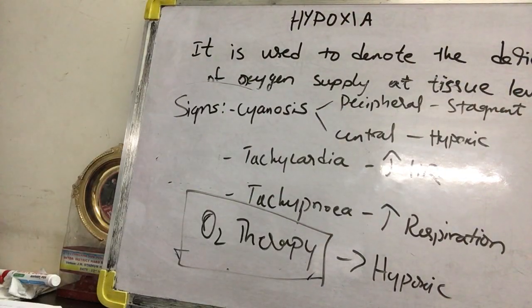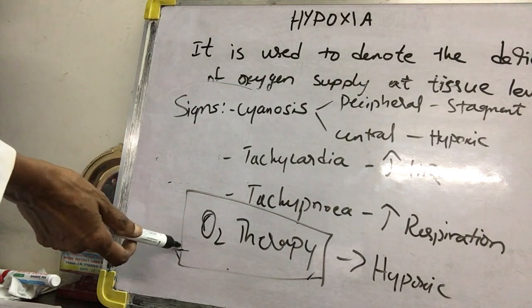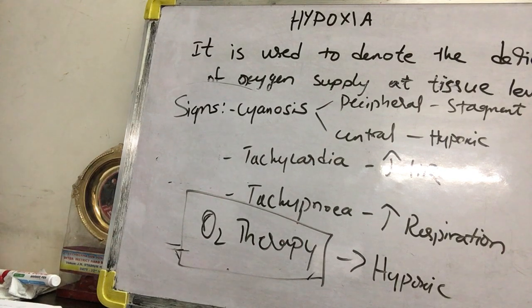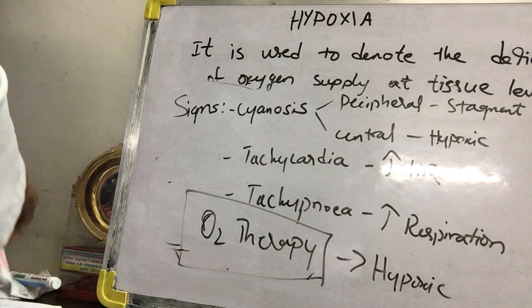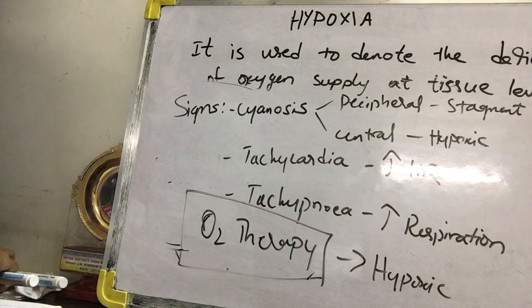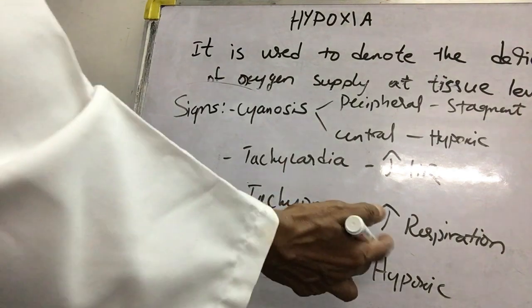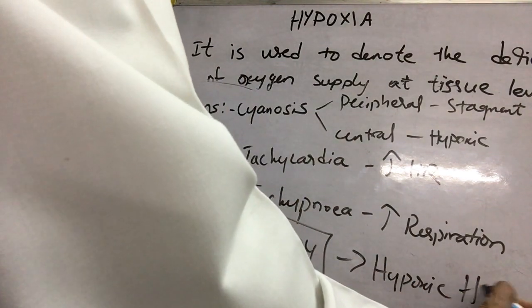And in histotoxic hypoxia, even if we give oxygen therapy, it will be of no use because the oxygen content is normal already and the tissues are not able to utilize the oxygen. So how much ever oxygen you give in histotoxic hypoxia, it will be of no use because the tissues themselves are not able to utilize the oxygen. So oxygen therapy is useful only in hypoxic hypoxia.